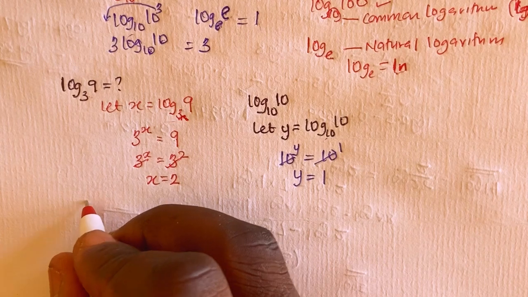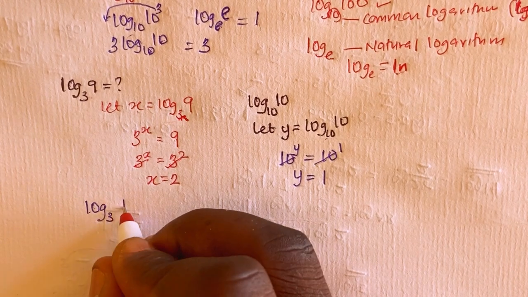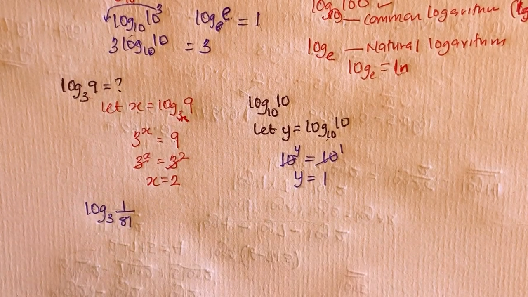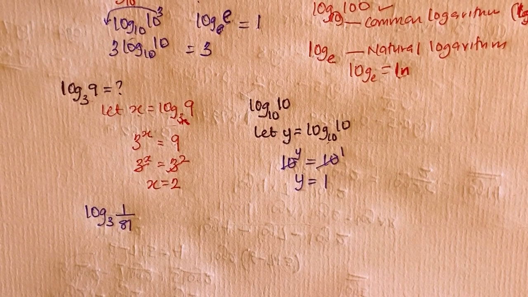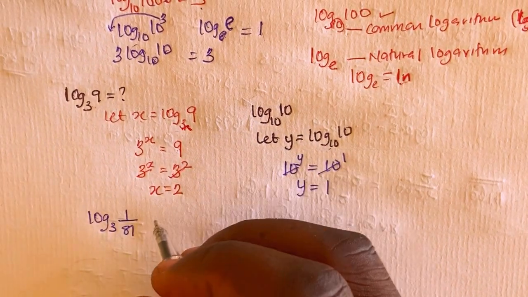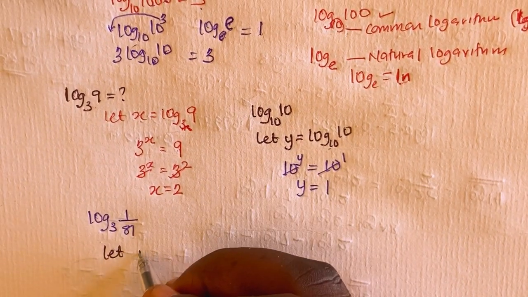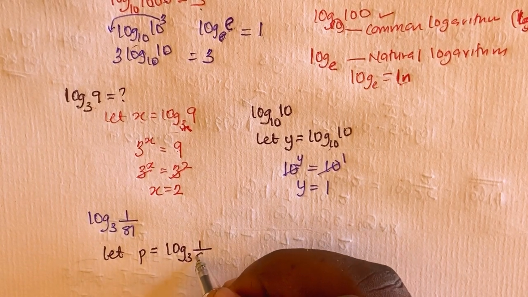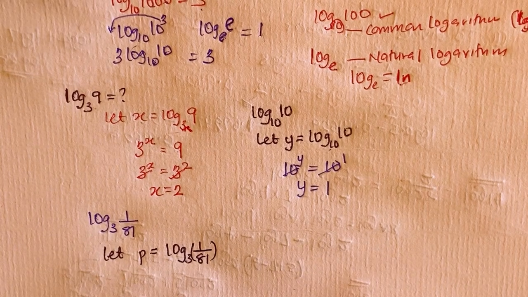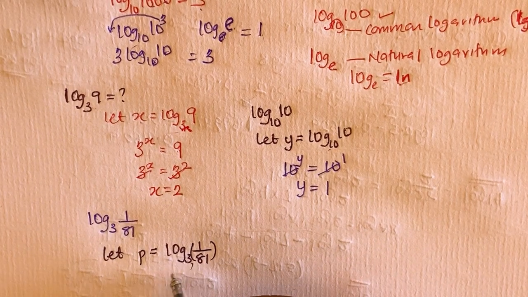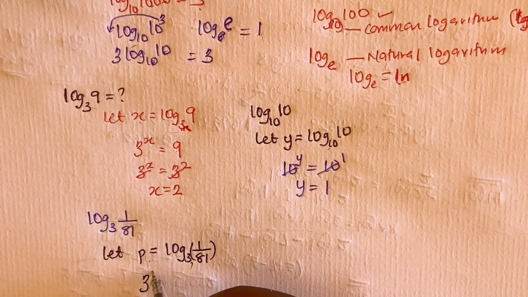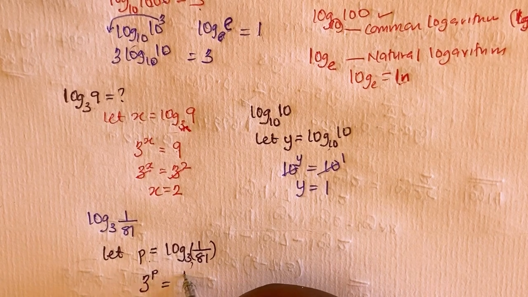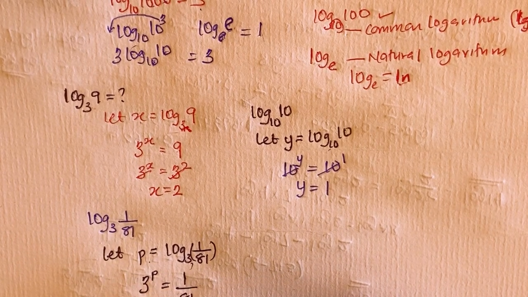Let's say you are asked to evaluate another one: log of base 3 of 1 divided by 81. This case is actually very simple. You follow the same procedure. Let p equal log base 3 of 1 over 81. You bring this 3 up: 3 raised to the power p equals 1 divided by 81.